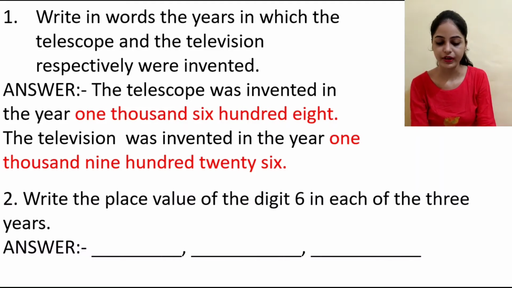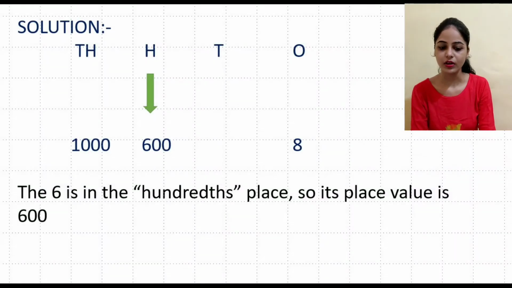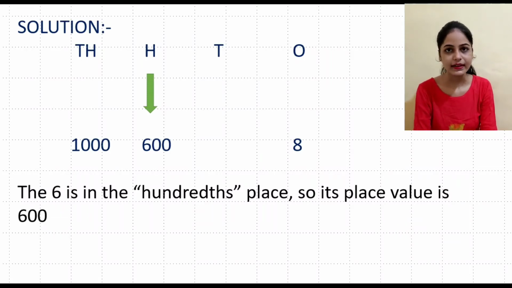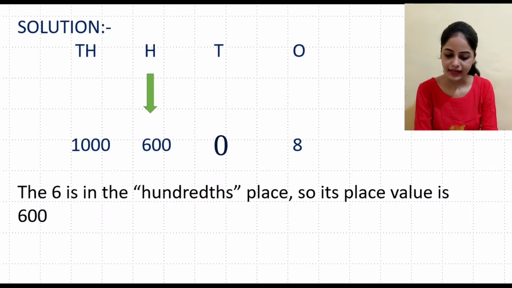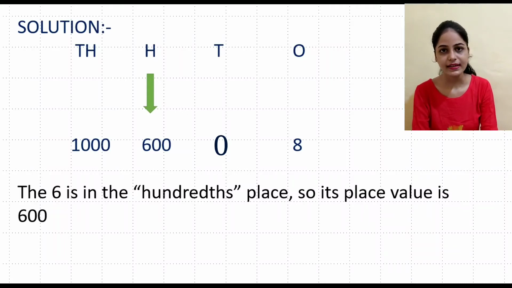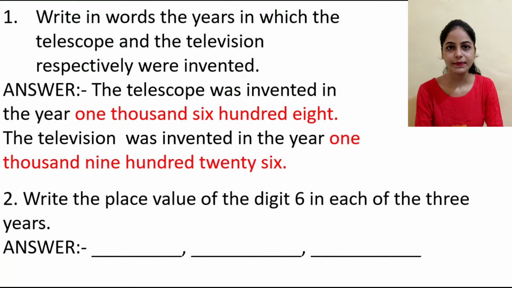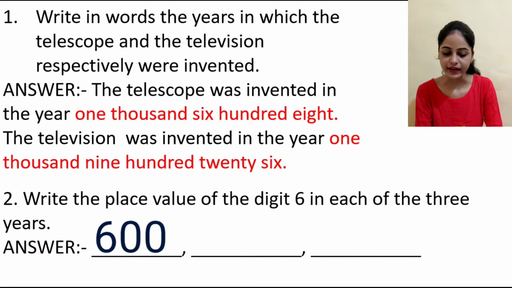So we have to find the place value of digit 6 in each of the 3 years. Let's start the solution. In the thousand place we have to write 1000. In the hundred place we have to write 600, and in the tens place nothing is to be given, so we'll put 0, and in the ones place we have to write 8. Here the 6 is in the hundreds place, so its place value is 600. So in the first line the answer is 600.